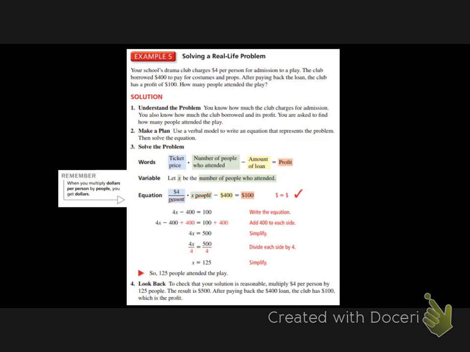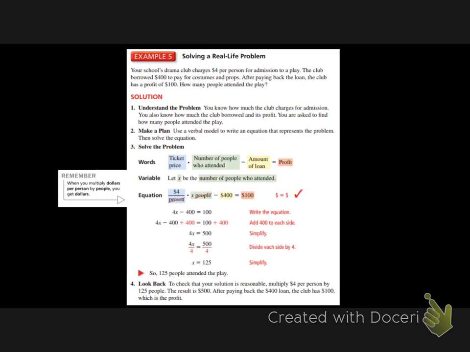minus 400 equals $100. So if you notice, this is again that little bit of stoichiometry here that you'll find out in chemistry. But when you multiply dollars per person, meaning that's in the denominator, by people, they cross out. And then you're left with 4x minus 400 equals 100.